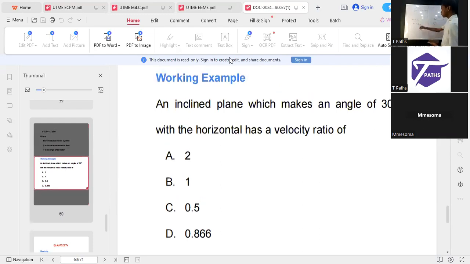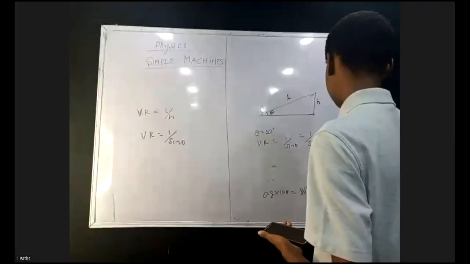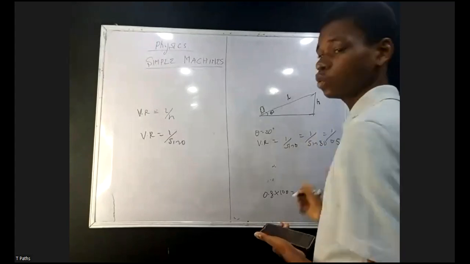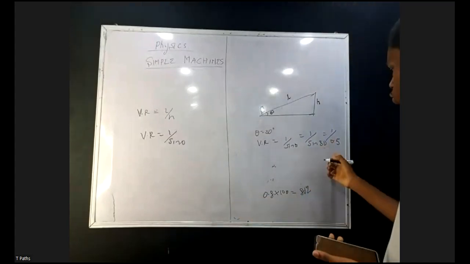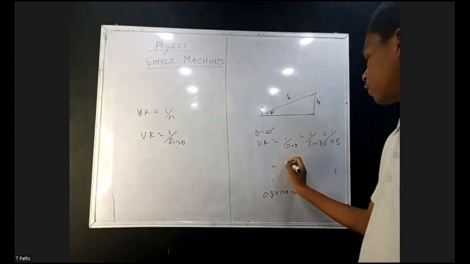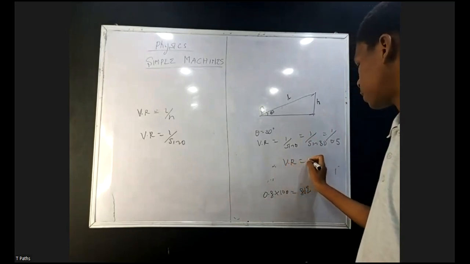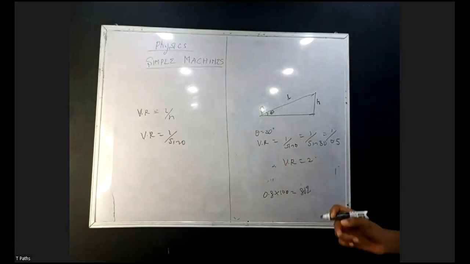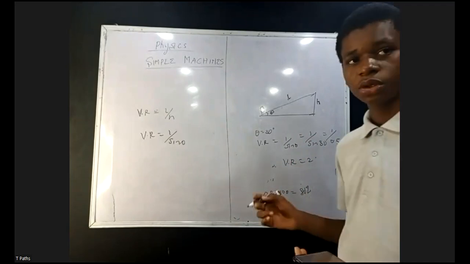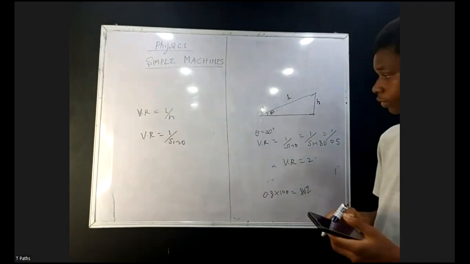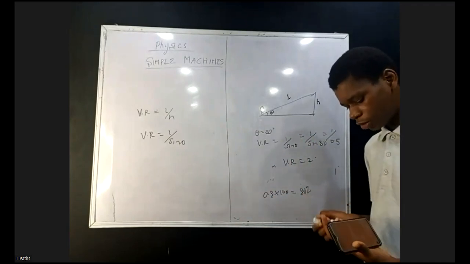I just said the velocity ratio of an inclined plane is 1 over sine theta, right? So what's my theta? My theta is the angle of inclination, which is 30 degrees, so 1 over sine 30. What's sine 30? Sine 30 is 0.5. And 1 divided by 0.5 is 2, which means the velocity ratio of this particular inclined plane is 2. So that is option A. I think we're good. I hope you guys are following me.